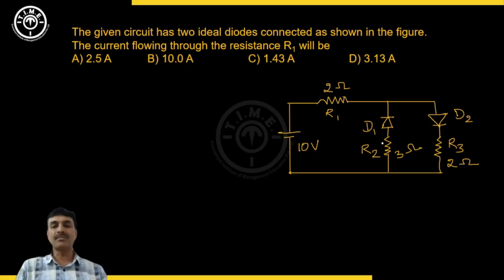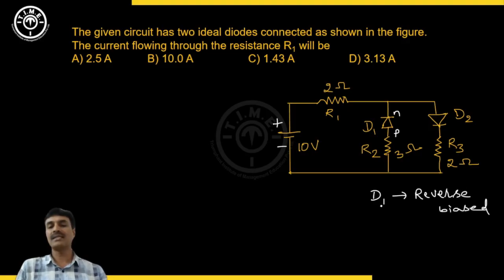With respect to this battery, how are these two diodes D1 and D2? See, plus 10 volt here, minus 10 volt here. Plus 10 volt is applied towards the N region and negative terminal is connected to the P region here. So clearly D1 is in reverse bias mode. D1 is reverse biased.